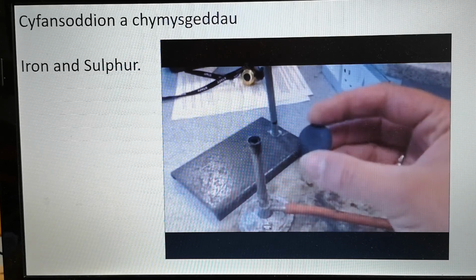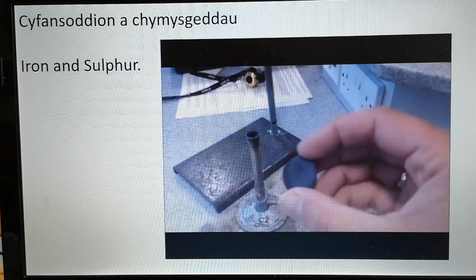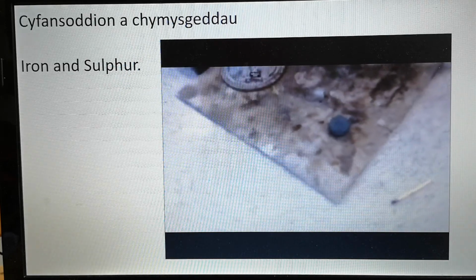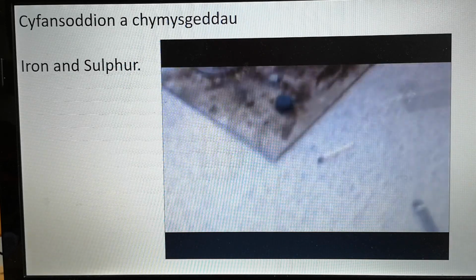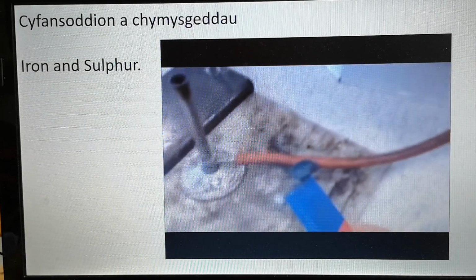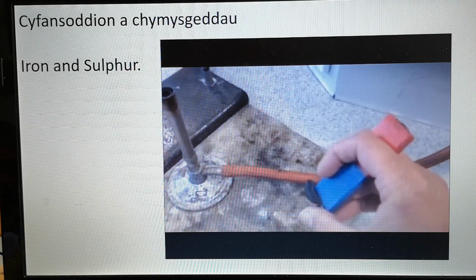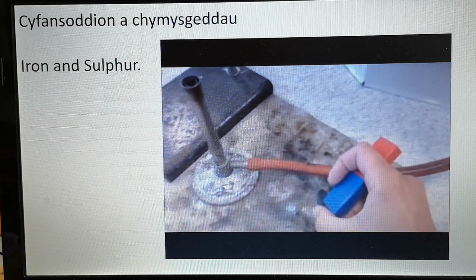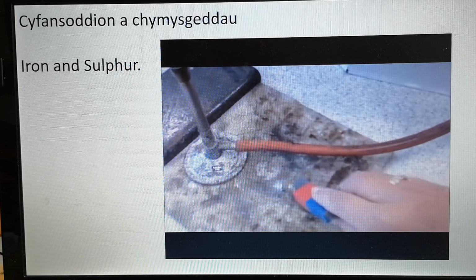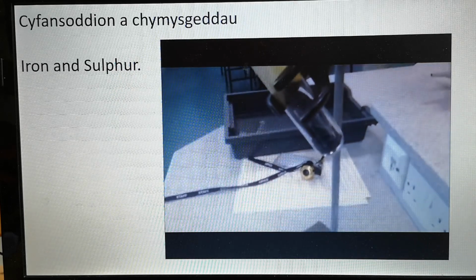It looks nothing like the iron and sulfur mixture. And if we try to separate the iron from the sulfur, that's not really going to happen. Even if we use a bar magnet, because they're chemically joined together now, and we've got a compound of iron sulfide, it's not possible to separate the iron from the sulfur. So we've gone from elements of iron and sulfur to a mixture of iron and sulfur, and now a compound, iron sulfide.